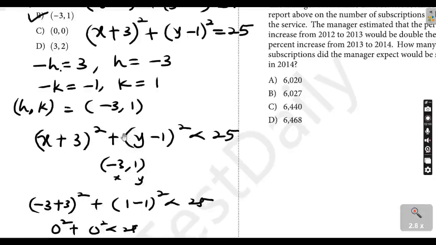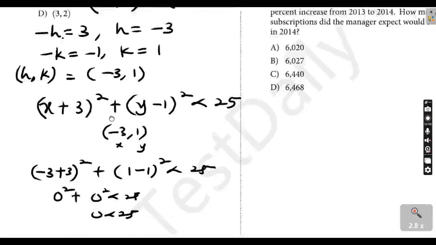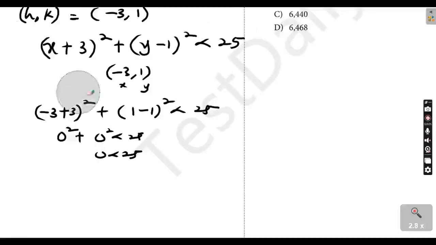So we have (0, 0). Of course, this one that is (0, 0), let's test it.